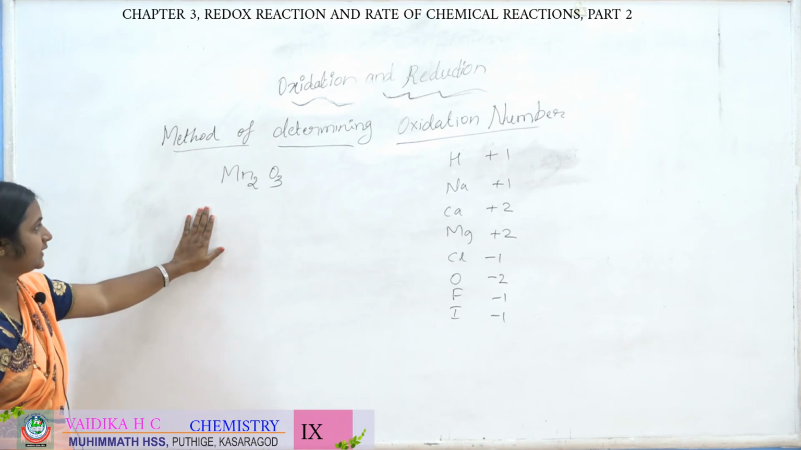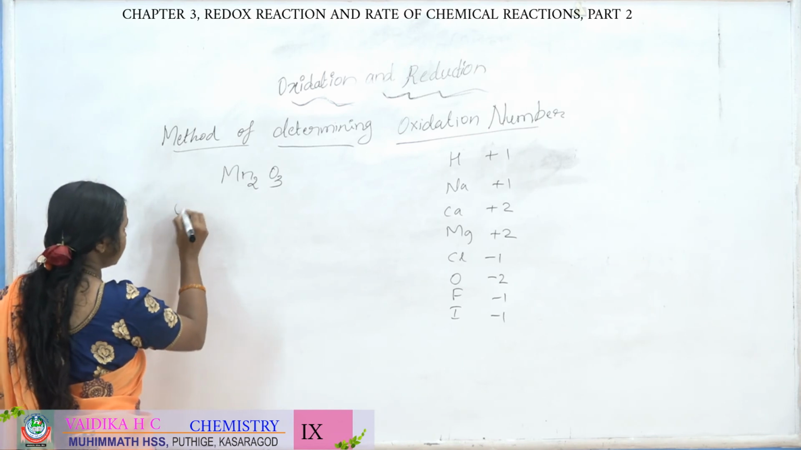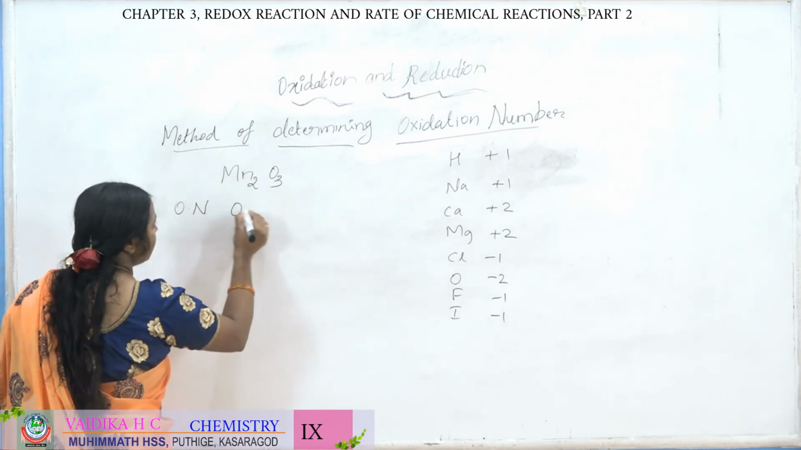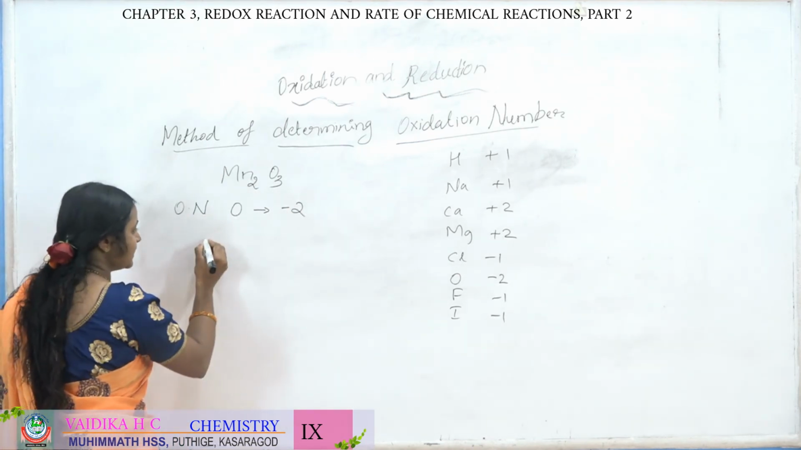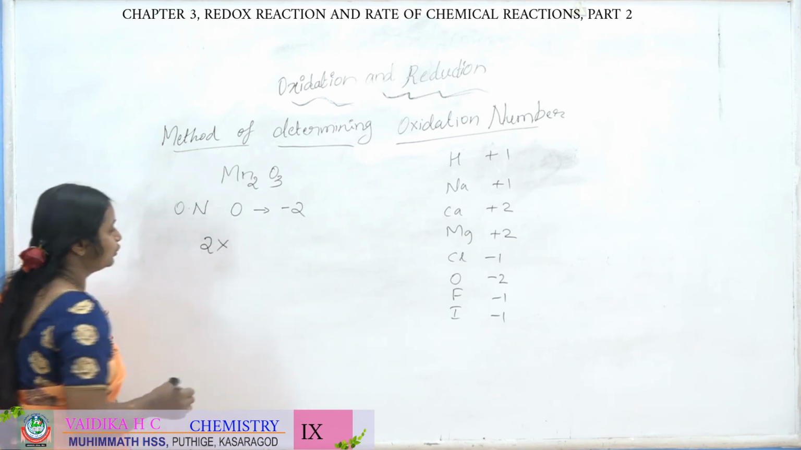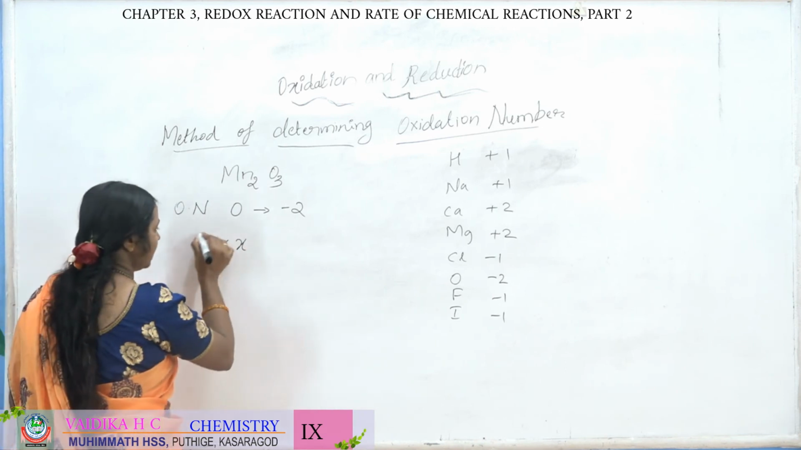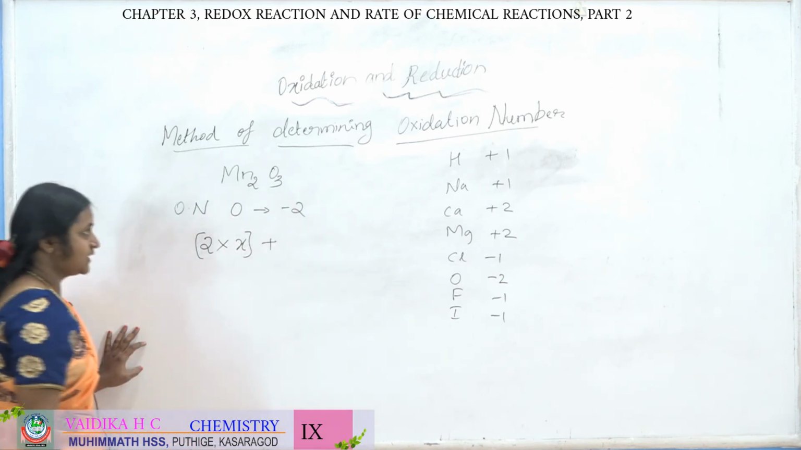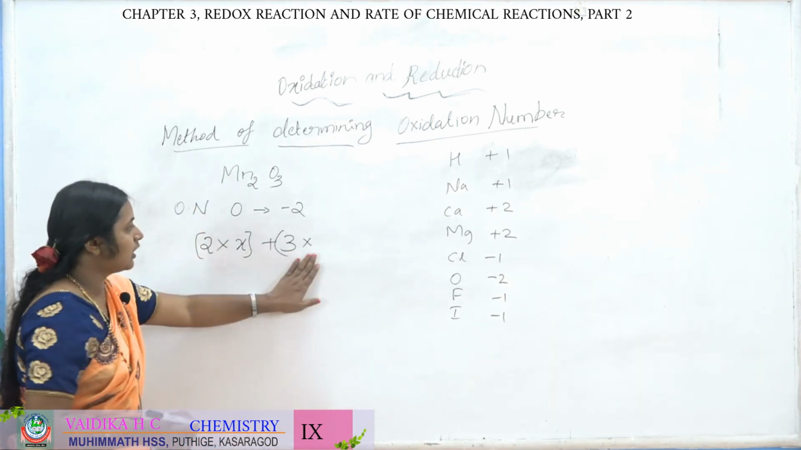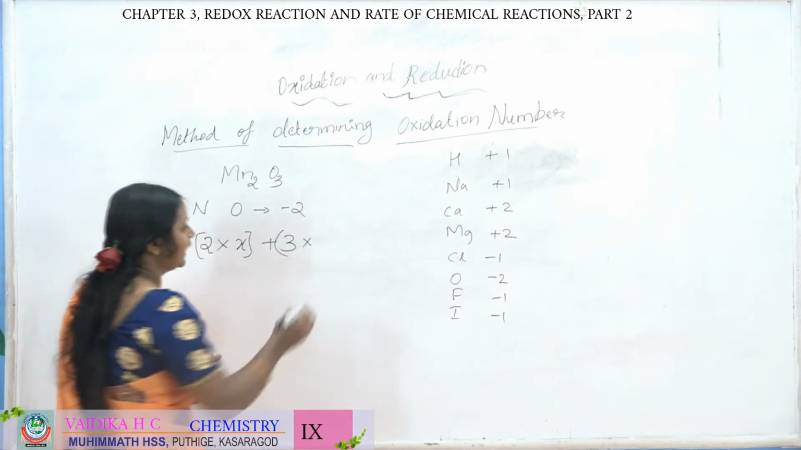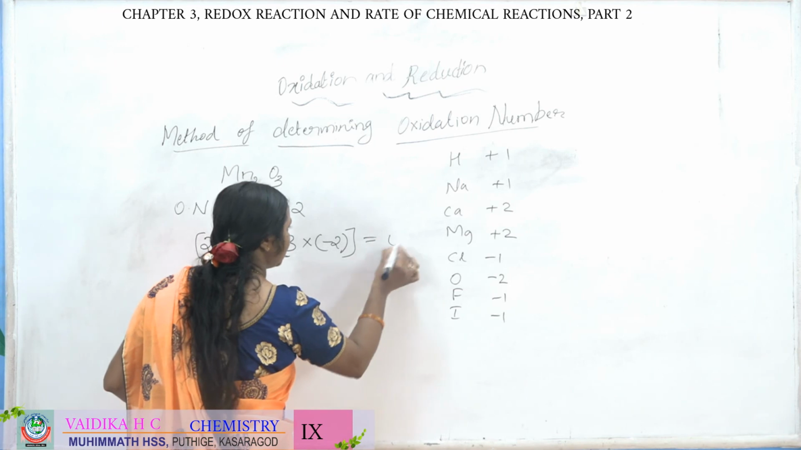Let us take another compound, Mn2O3. Here, what is the oxidation number of oxygen? We know it is -2. Let us find out. How many manganese atoms are there? 2 atoms are there. 2 into manganese, we don't know, so take it as X, plus how many oxygen atoms are there? 3 oxygen atoms are there. 3 into, what is the oxidation number of oxygen? It is -2. So write in the bracket, equal to 0.